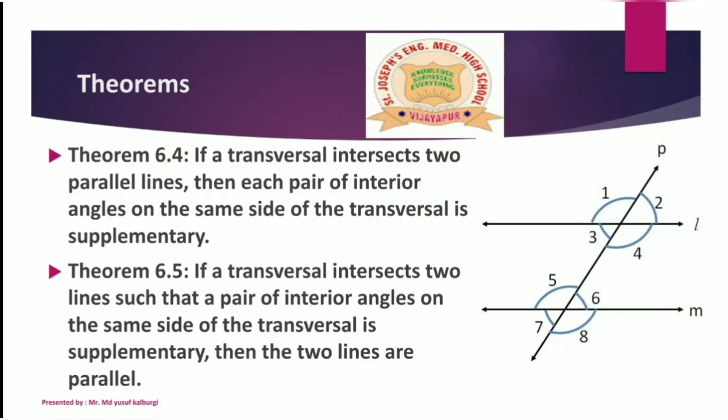6.2 and 6.3 are, you can say, converses of each other, meaning reciprocals. Similarly 6.4 and 6.5 are reciprocals of each other. If a transversal intersects two parallel lines, then each pair of interior angles on the same side of the transversal is supplementary. If they are supplementary angles on the same side of the transversal, then they are parallel lines. You have to remember this one. Okay, this is what this theorem says.